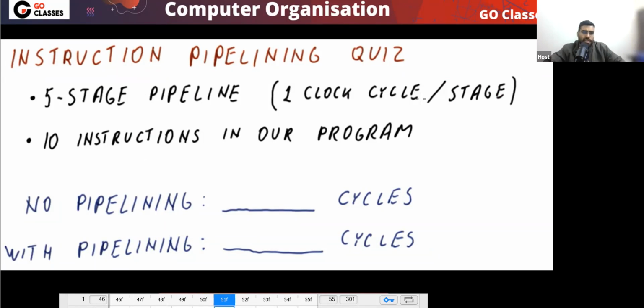Now, Swagtendu is saying that, sir, suppose one instruction is not using some of the stages, then also execution cycle time will be added. Yes, Swagtendu, there are many different types of pipelines. The pipeline that we have in our syllabus are simple pipelines in which all the instructions go through all the stages.